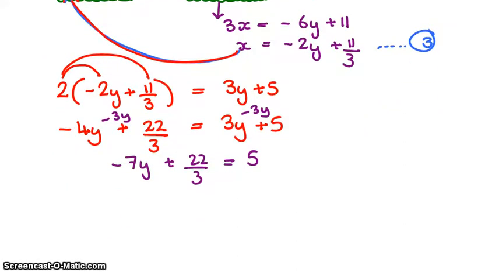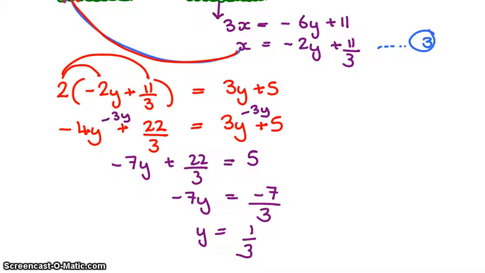Now I'm going to minus 22 over 3 on both sides, and I'm going to use my calculator: 5 minus 22 over 3. And my calculator tells me it's negative 7 over 3. And then I'm going to divide by negative 7 on both sides. And again, you may use your calculator, but I get y is equal to a third.